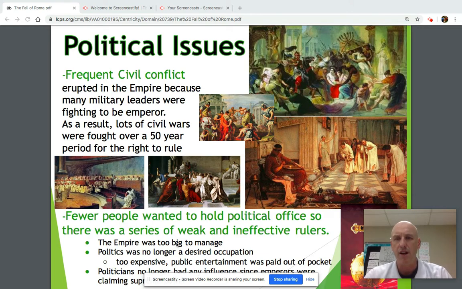The empire was becoming extremely diverse. Now, it's done a great job up to this point, but look at what's going on here. Frequent civil conflict. What that means is this. It was constant conflict between the leadership in Rome. All right, constantly have this group going against this group, and they're just butting heads, constantly fighting each other. They began to take care of themselves and not the people. You'll see here, watch this. As a result, lots of civil wars.